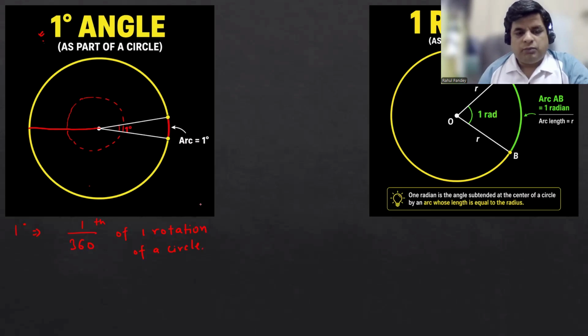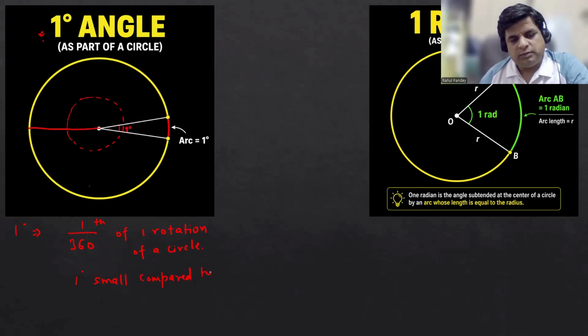Okay. Now the point we're trying to make here is that 1 degree would be a very small angle compared to 1 radian. Now let's move to what is 1 radian.